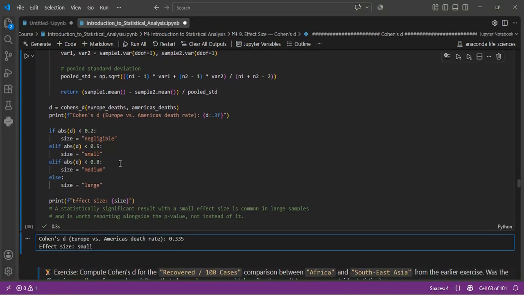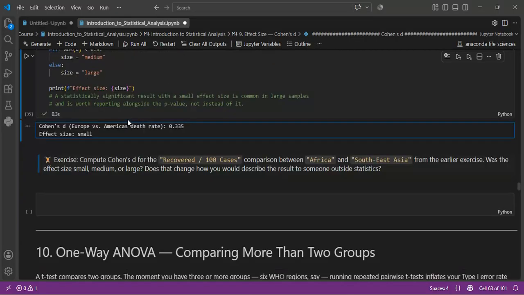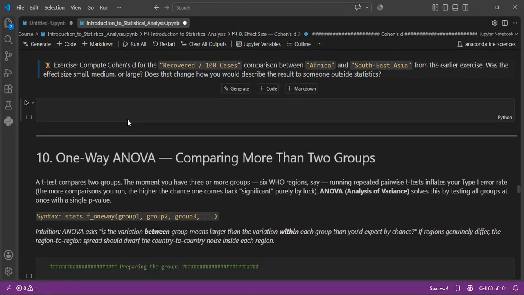We are trying to find the differences in their means, how different they are from one another. Okay, so that is that for Cohen's.